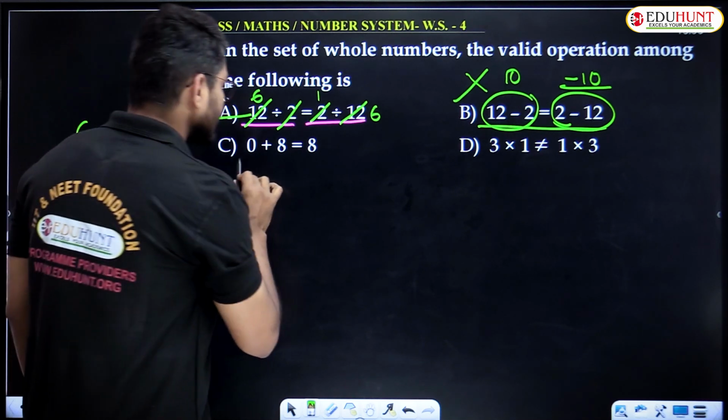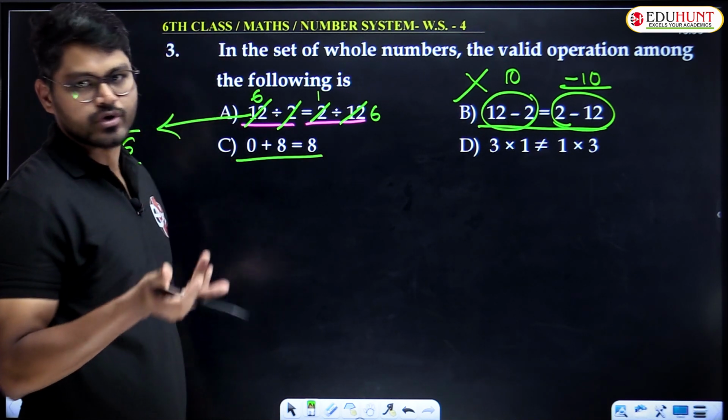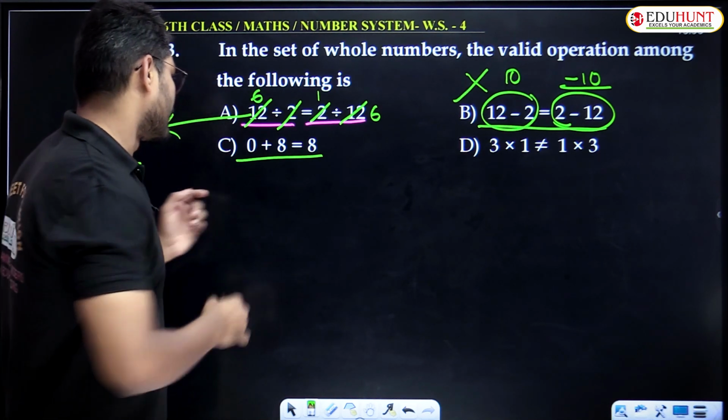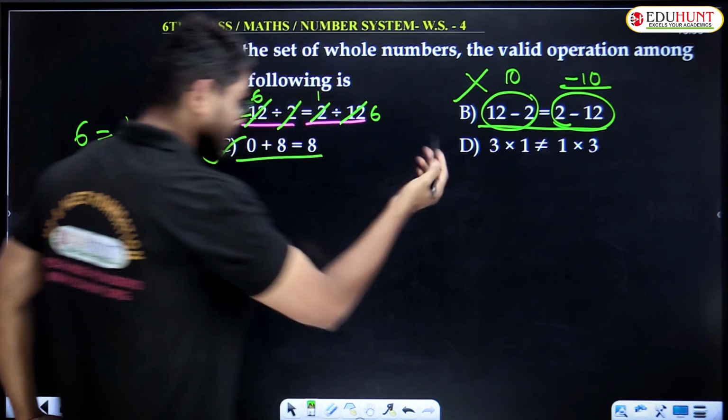Next, 0 plus 8 is equal to 8. Yes, 0 plus any number is equal to that number. Original number plus 0 is equal to the original number only. That's why this statement is true. Next, check the next option also.